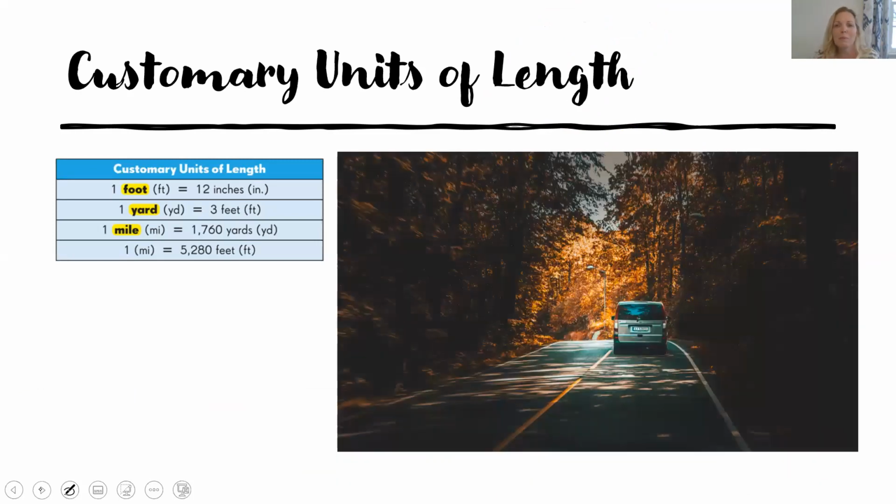So what things would we measure? If I am driving to my grandmother's house, I'm not going to measure that in inches. I'm not going to get out and use my yardstick and measure that in yards. I'm going to measure that in miles. In the United States, we don't use kilometers, we use miles. So how many miles to grandmother's house?